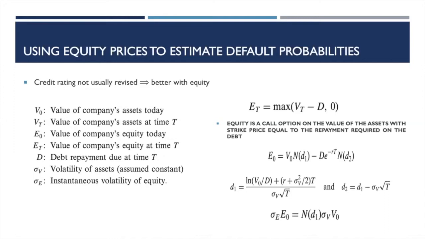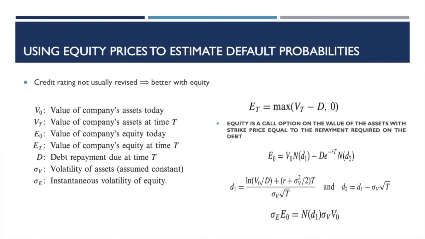Therefore, the Black-Scholes-Merton formula expresses the value of the equity today as E0 equals V0 N(d1) minus D e^(-RT) N(d2), where d1 and d2 are given by the equations shown on the slide. The value of the debt today will be equal to V0 minus E0. The risk-neutral probability that the company will default on the debt is equal to N(-d2), where N is the standard normal cumulative distribution evaluated at, in this case, minus d2.